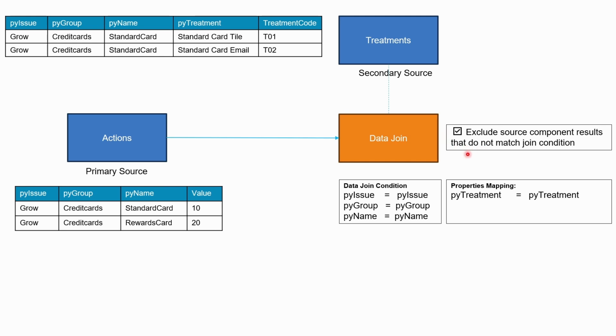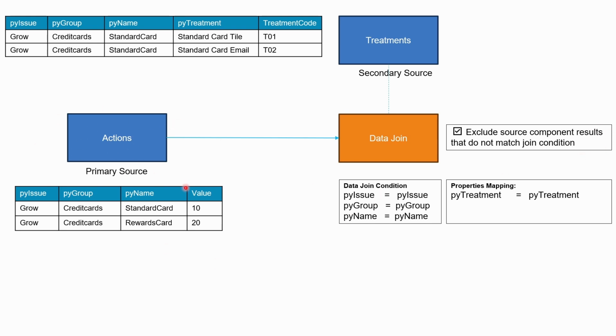And we have a checkbox called exclude source component results that do not match the join condition. Suppose this particular join condition did not match, then we have to exclude those records from the source.